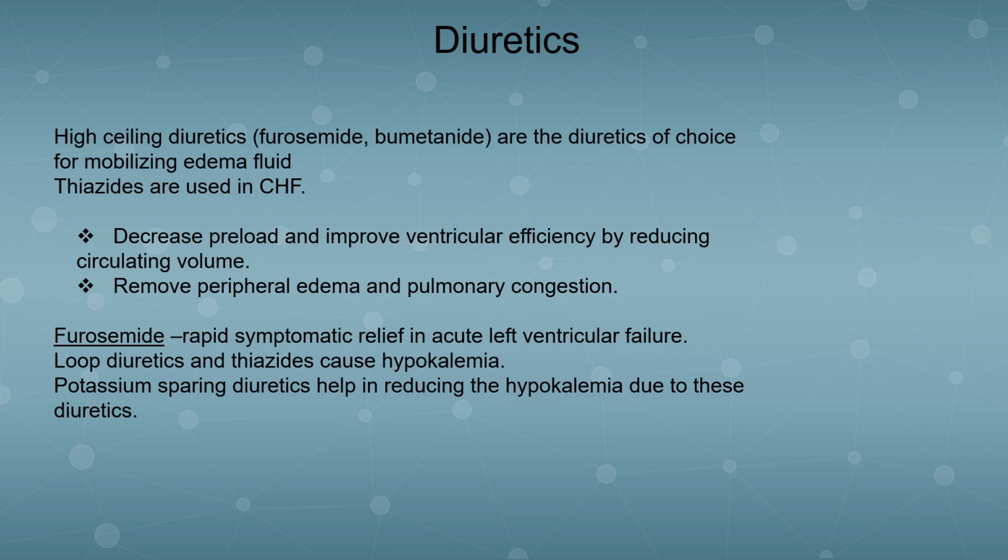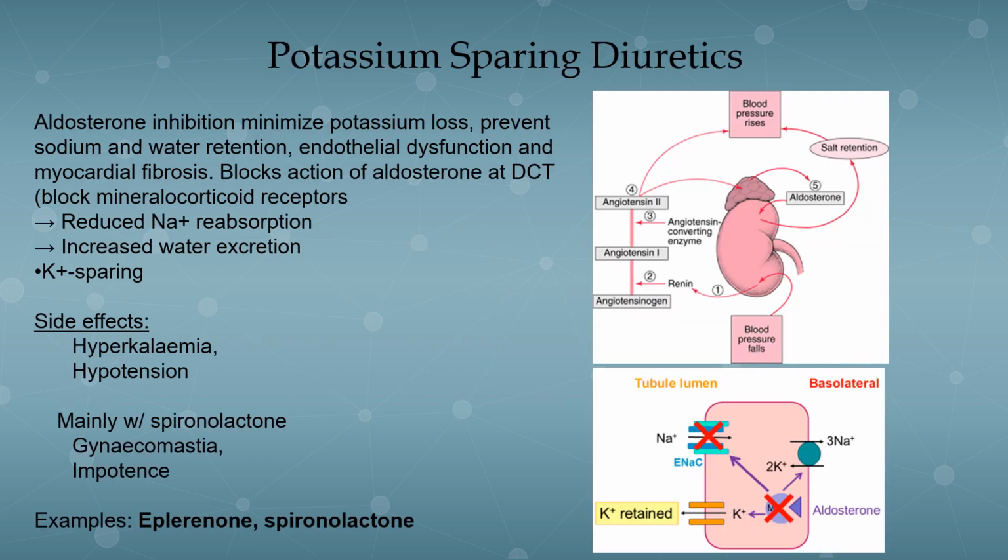So in that case, you can give potassium sparing diuretics, which help in reducing the hypokalemia caused by these drugs. Potassium sparing diuretics are spironolactone, eplerenone, triamterene. Okay, these are potassium sparing diuretics, meaning they will cause diuresis, but they will spare potassium. So potassium sparing diuretic, aldosterone inhibition, basically.